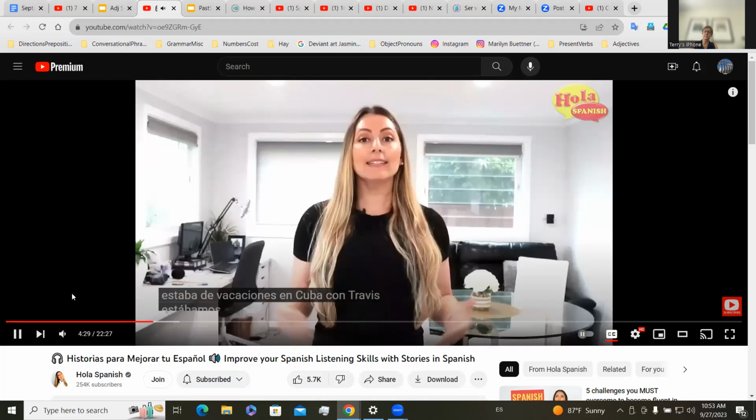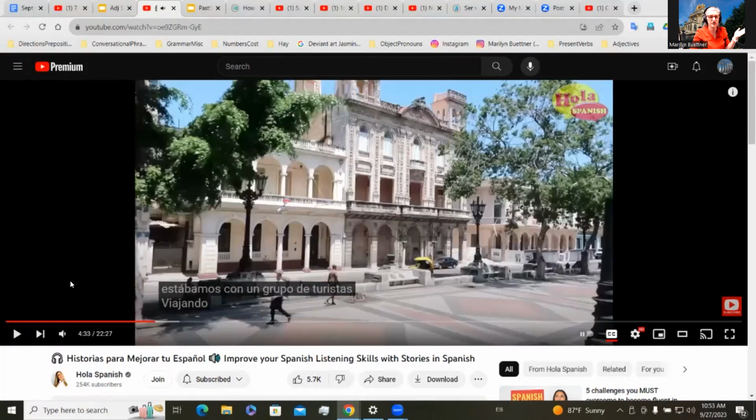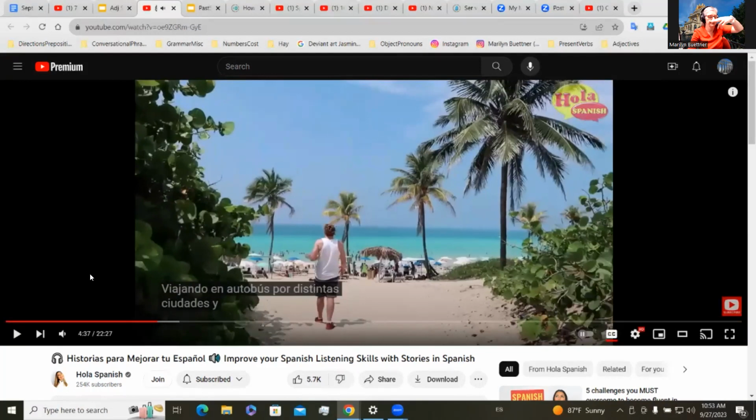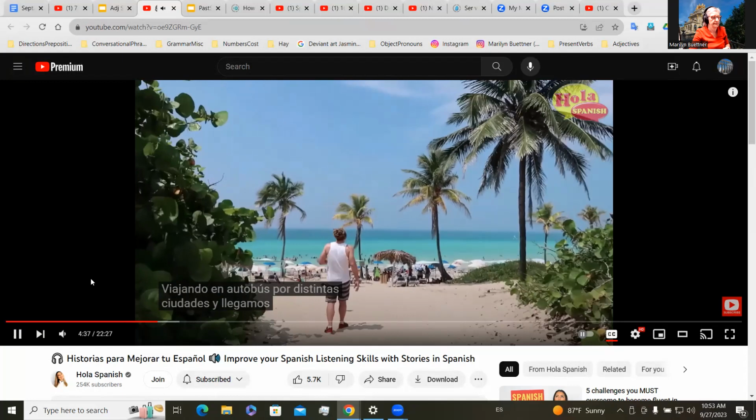Estábamos con un grupo de turistas viajando. We were with a group of tourists, and that's just, it's not an event. We were just in this bubble group. Estábamos con un grupo. We were with a tourist group. And that's just description. Viajando en autobús por distintas ciudades. Traveling by bus through different cities. And distintas means different.